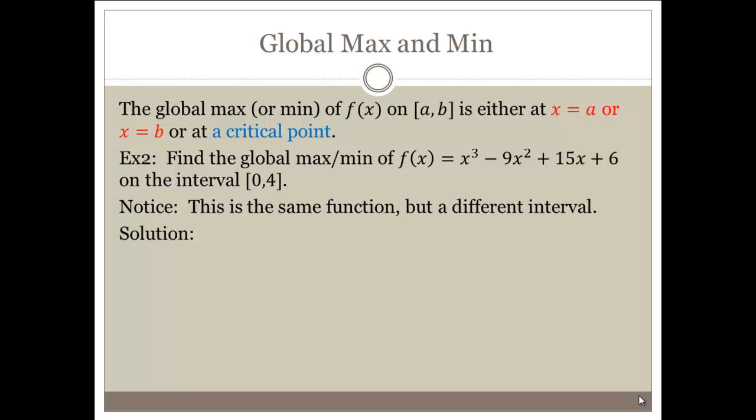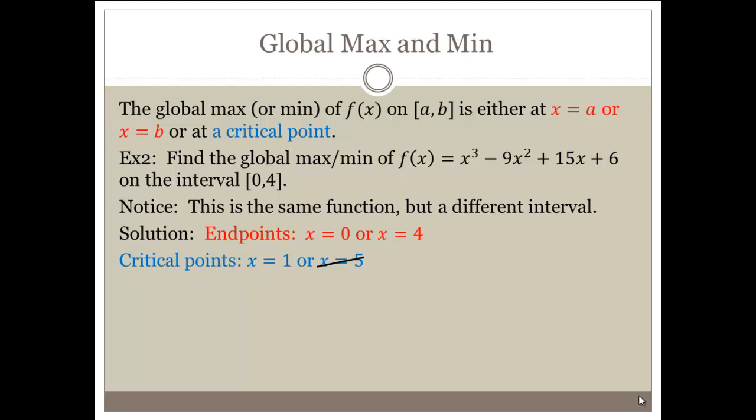Again, to solve this, we need to find the endpoints and the critical points. Since our interval has changed, the endpoints now are x equals 0 or x equals 4. We found previously that the critical points happen at x equals 1 or x equals 5. But notice that x equals 5 is not in our interval from 0 to 4. So this cannot be a global max or min on the interval from 0 to 4.